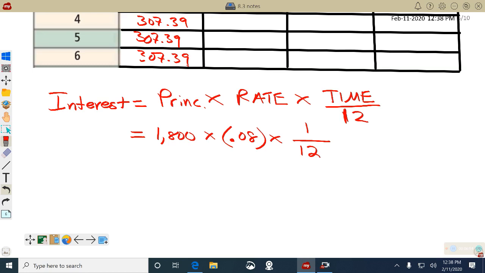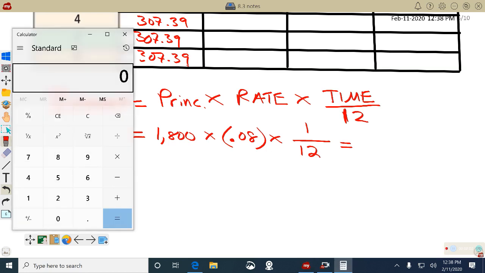Okay? Let's see how much the bank keeps. I'll do the work for us. Watch. Look at my calculator. I'll do the work. Here we go.